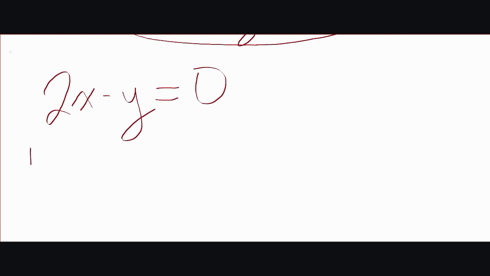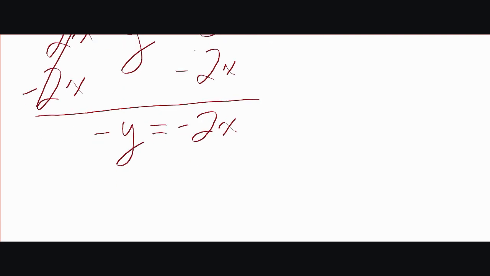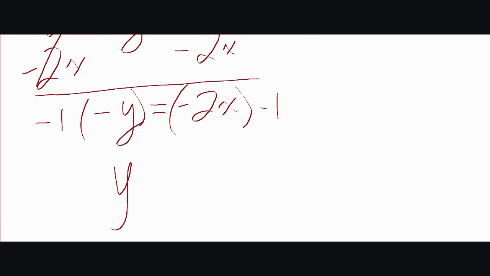So if I subtract 2x from each side, I get 2x minus 2x is 0, so negative y on the left is equal to 0 minus 2x, well, is negative 2x. Now, here's the thing. Some people would think, okay, I can stop here, but the problem is I have a negative y. I don't need a negative y, I need a positive y. So let's make this a positive y by multiplying both sides by negative 1. Negative 1 times negative y makes positive y. Now everything's good. And then negative 1 times negative 2x is 2x. So I have y is equal to 2x.